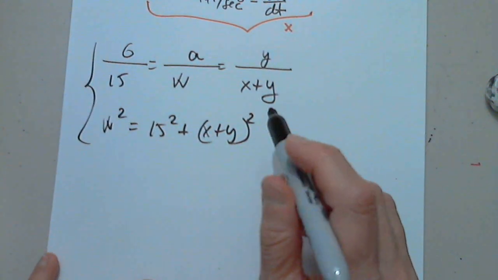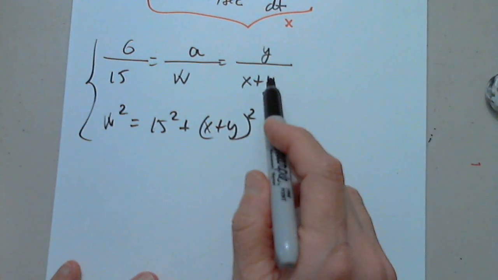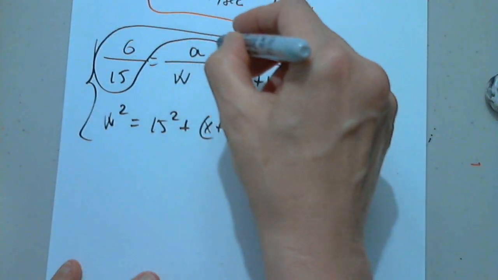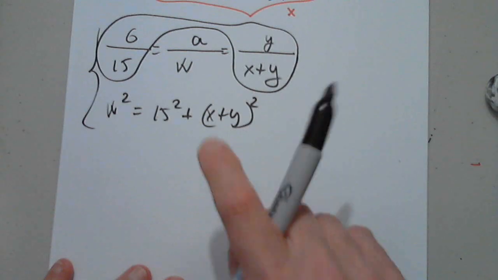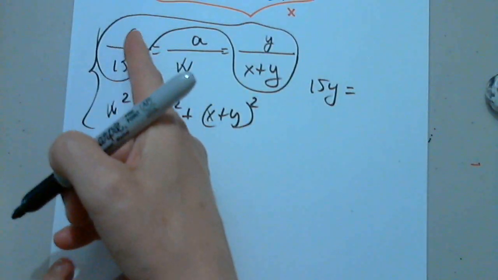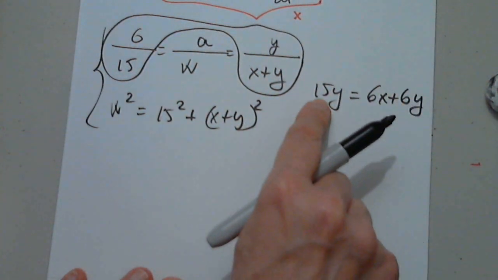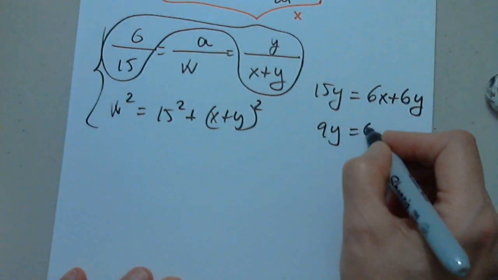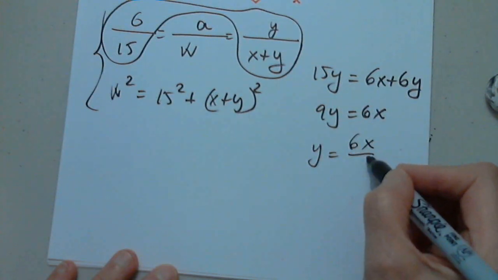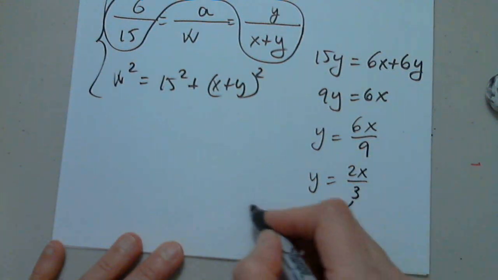Okay. So from here, I want to remove Y. So how can I remove Y? I'm going to try this. Cross multiply, it's a proportion. 15y equals 6x plus 6y. Subtract. So I get 9y equals 6x, or y equals 6x over 9. Simplify by 3. Y equals 2x over 3.